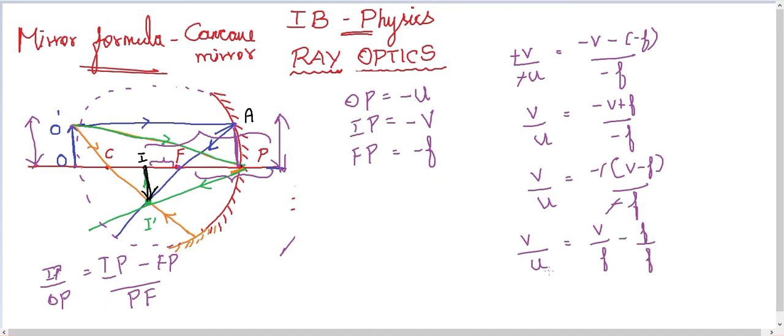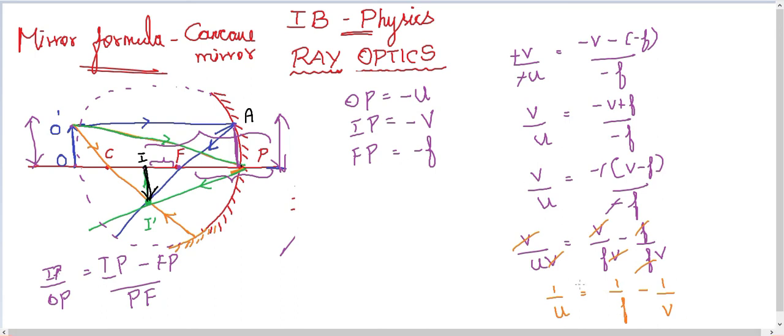So in order to obtain the mirror formula, let's consider this. I'm going to divide by V on both sides. See, on both sides I'm going to divide by V. When I divide, V and V get cancelled, and here F and F get cancelled. So what we'll be getting is 1 divided by U is equal to 1 divided by F minus 1 divided by V. I have to rewrite this, right?